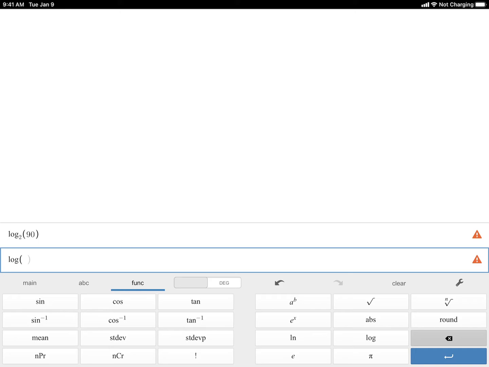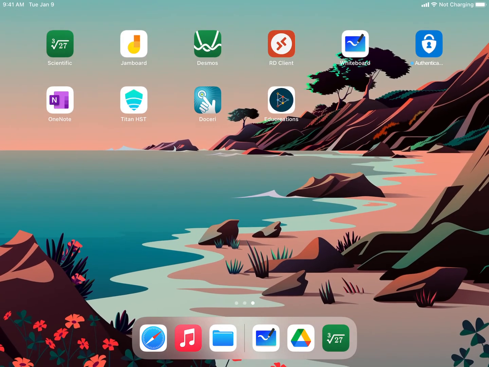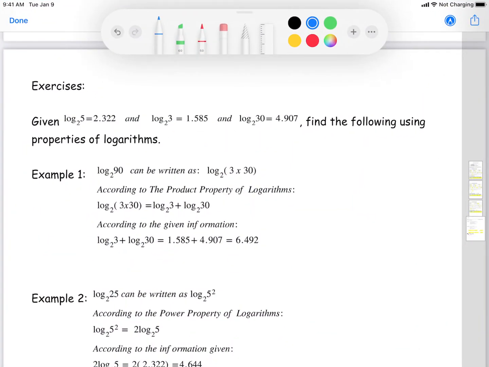And so this is the problem with calculators, okay? The problem with calculators is they can't do bases that aren't standard log, and we'll talk about that in a moment. So if I tried to use that for this problem, it's not going to work. But what I can do is rewrite this as log base 2 of 3 times 30. So I'm taking log base 2 of 90, and rewriting it as log base 2 of 3 times 30. The reason I want to do that is because I know log base 2 of 3, and I know log base 2 of 30.